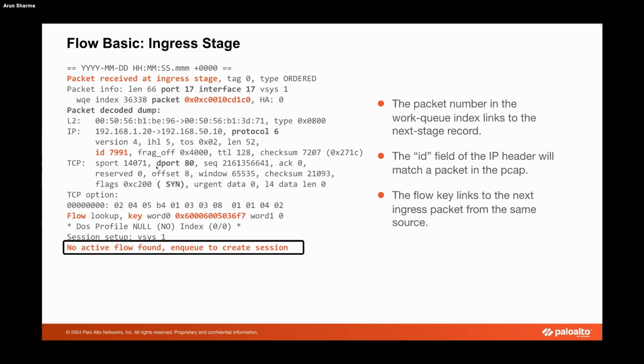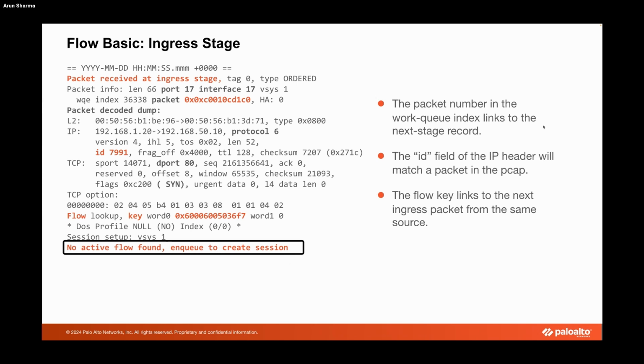TCP source port, destination port, and then you have basic TCP stuff: sequence, window size, checksum, what flag is it? This is a SYN. It's the first TCP packet, so it is obvious it will be SYN. And all the options are available here. So flow lookup is happening here, keyword. You don't have to worry about this value. The firewall is saying during the session setup, I haven't found any active flow. So in this case, the firewall will try to create a session.